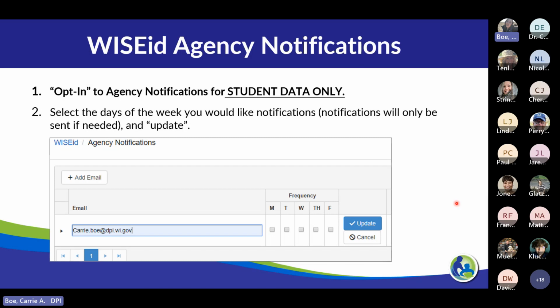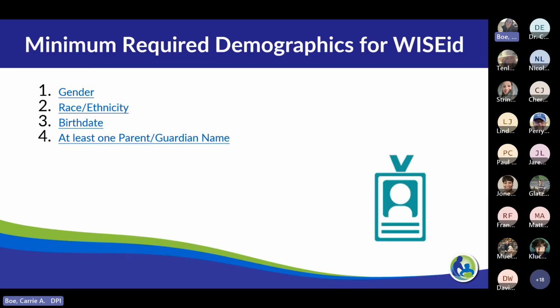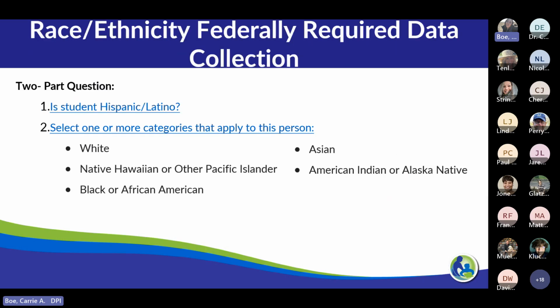Otherwise, the issues will just sit there until you log in. This will be a great prompt for you. We really want that clear communication. I have hyperlinked each of the demographics necessary to attain a WISE ID. We're going to break some of these apart because this data collection may be new to you. So we're going to talk about how to collect the data and what all of this means for WISE ID.